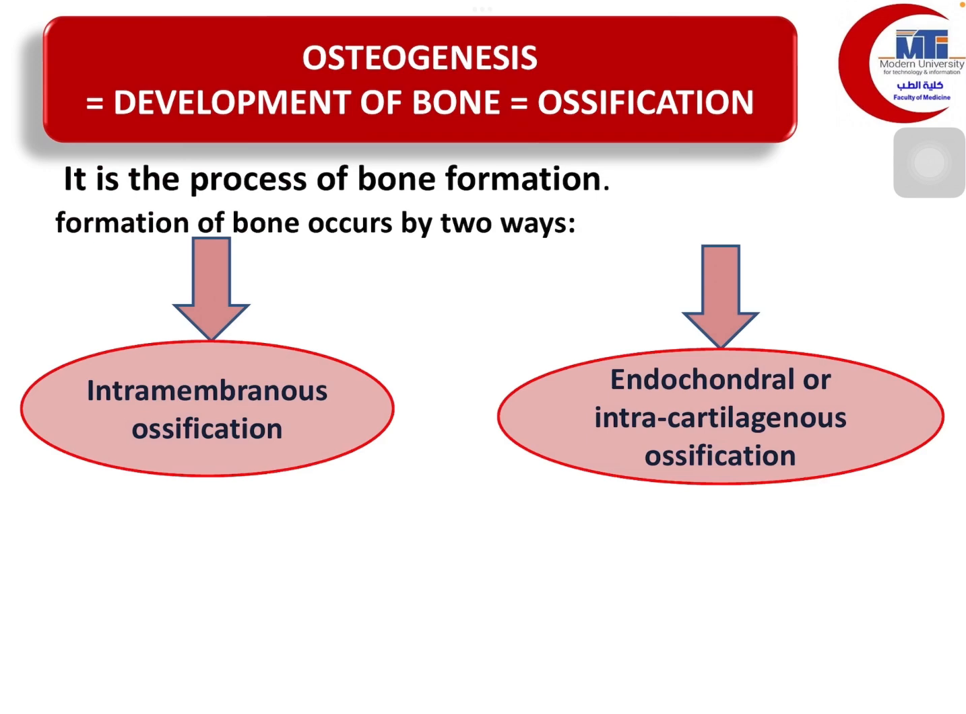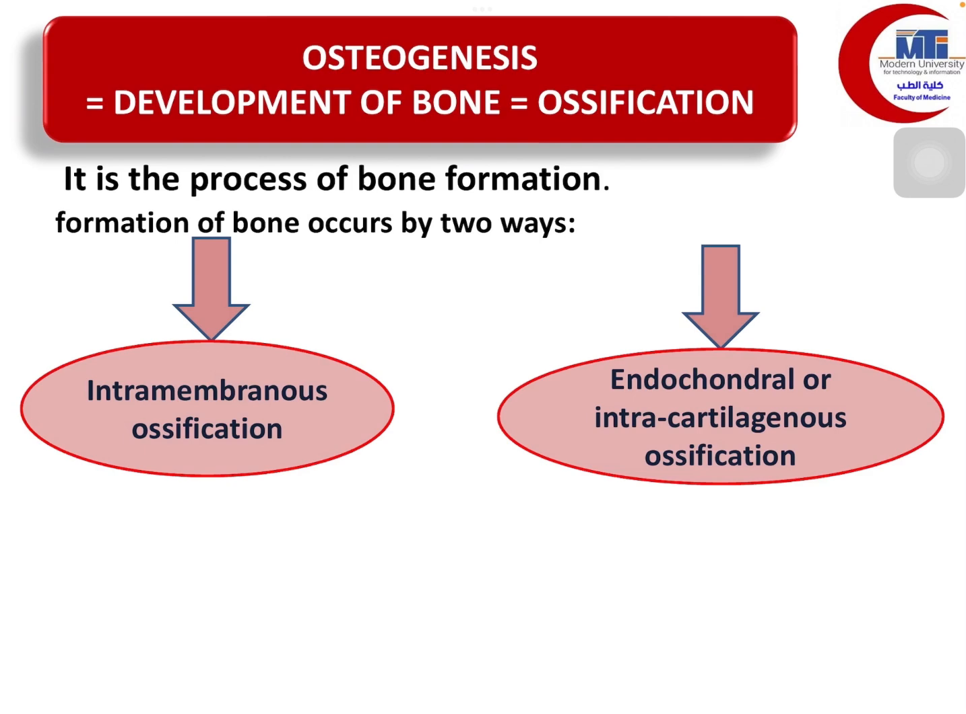Osteogenesis, or the development of new bone, is a process called ossification. What we mean by ossification is the process of new bone formation. So in osteogenesis, the development of bone in the embryo, the new bone is formed by one of two ways.